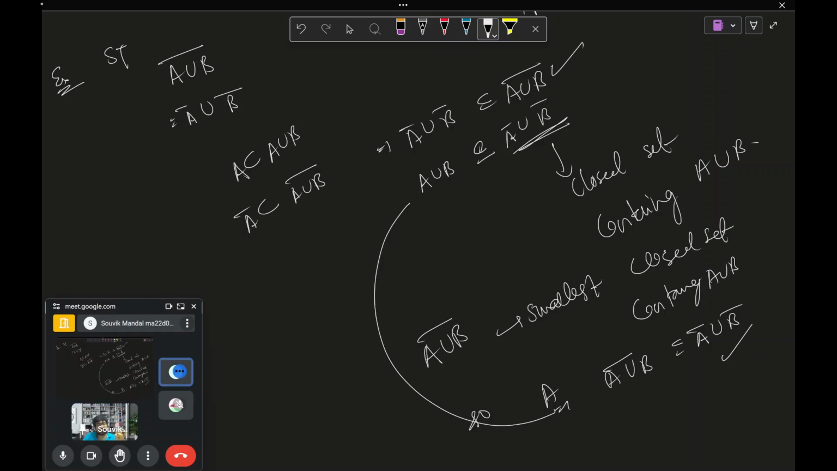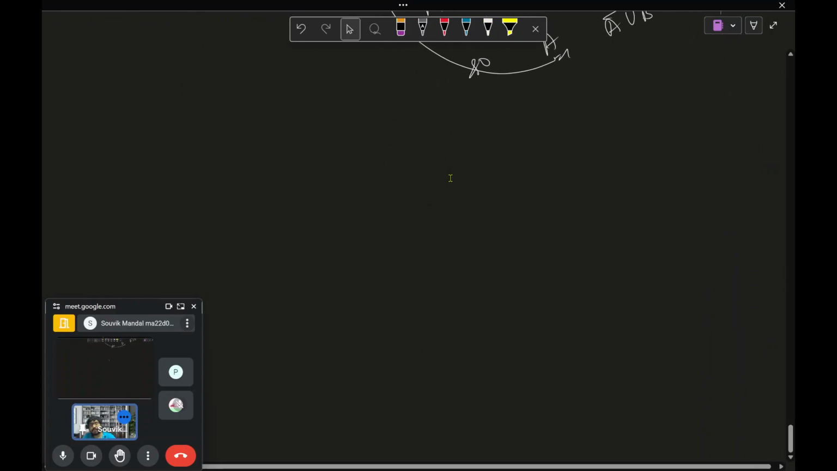Yes, correct. So in the union of two sets, in the finite union case, closure and union distribute, but in an arbitrary union it may not.